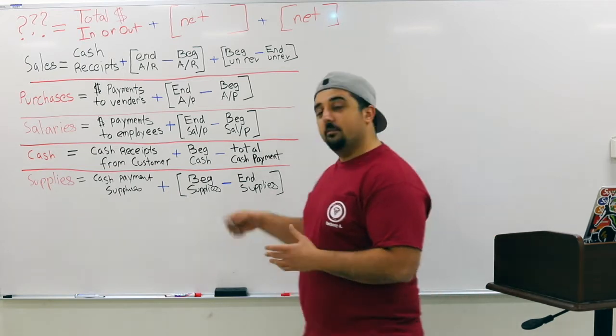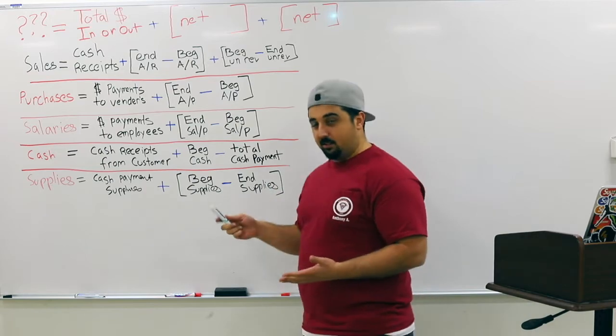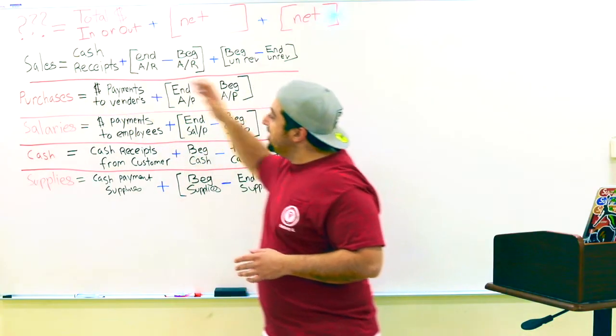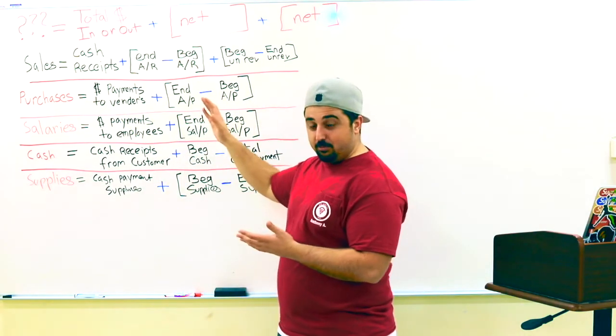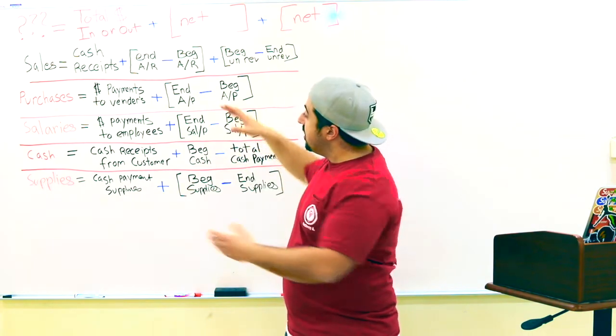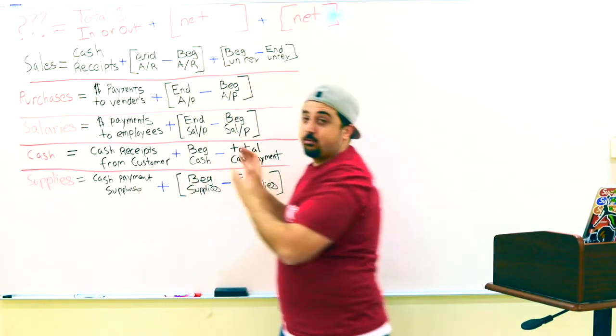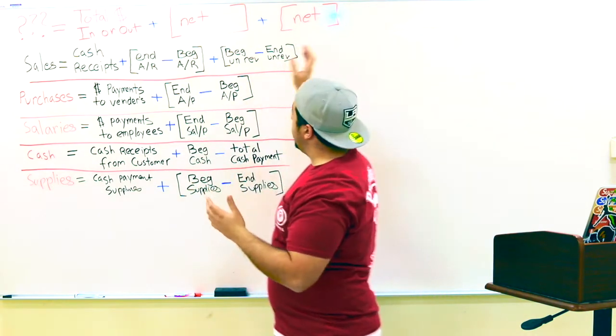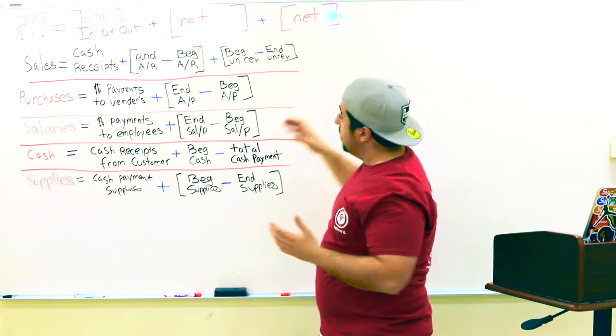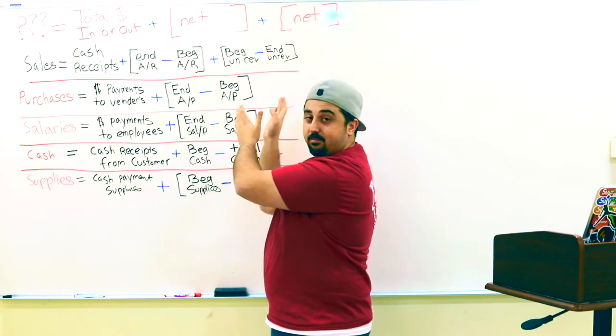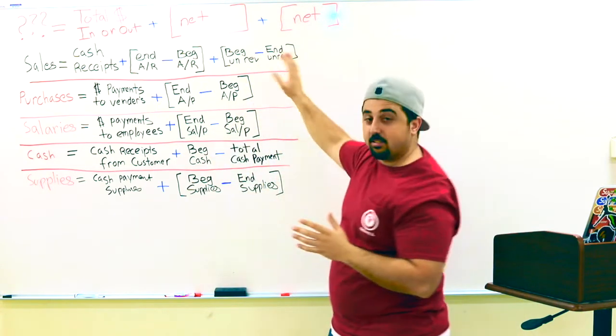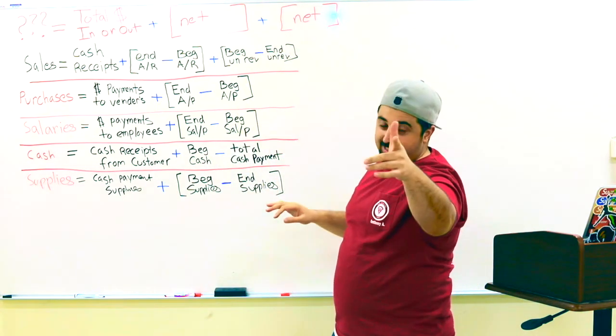So back to my lovely diagrams that I like to make. So sales equals your total cash receipts received plus your individual net for accounts receivable for the homework, and then for unearned revenue. But for your homework purposes, for handout 5, we don't have unearned, but I'll still discuss it. I'm a nice guy.